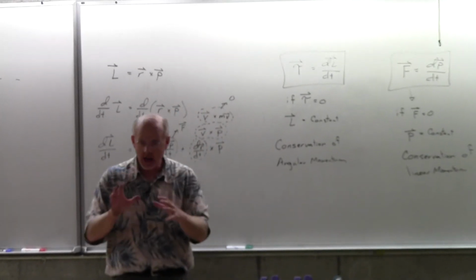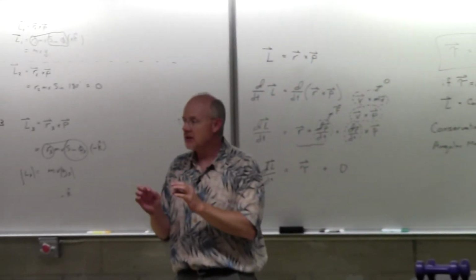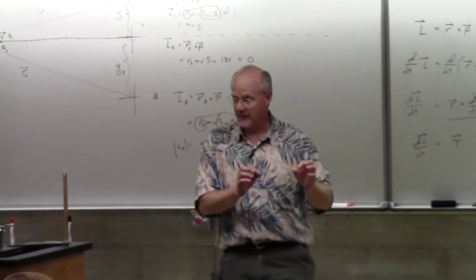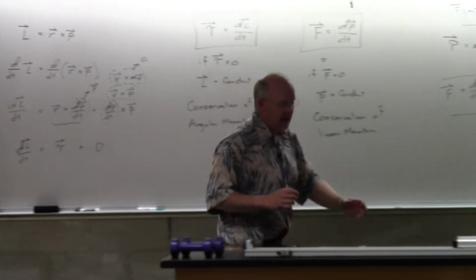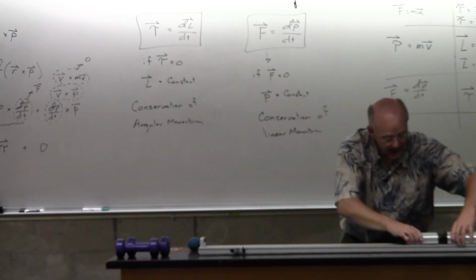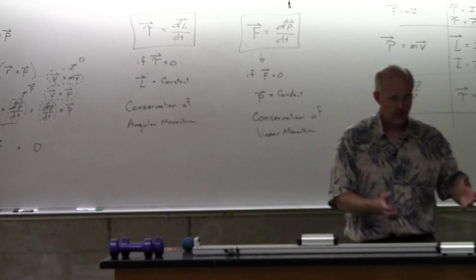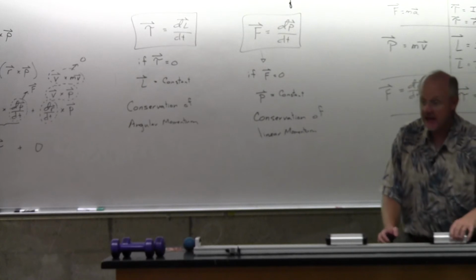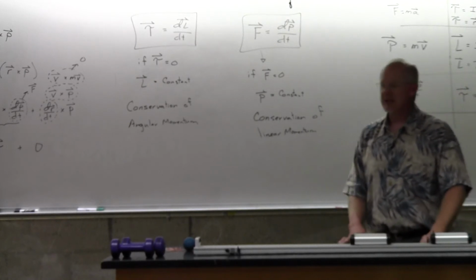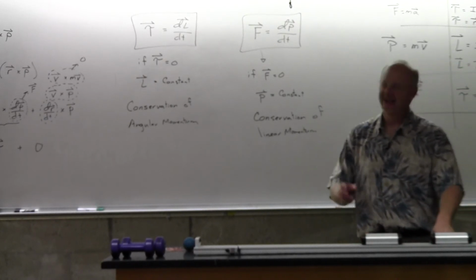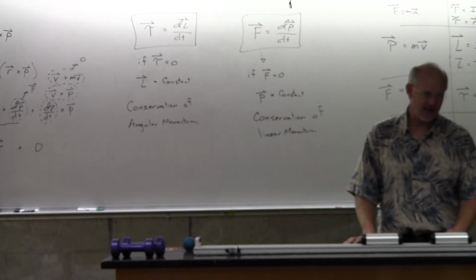And what remains constant is the angular momentum. The same thing would have been true if we go back to our linear motion and all I had was an object going like this. We would say it keeps its same linear momentum, but since it doesn't change its mass, it doesn't change its velocity either.